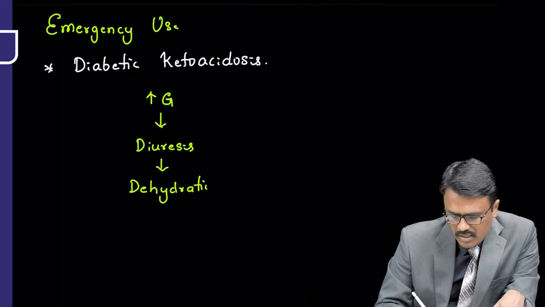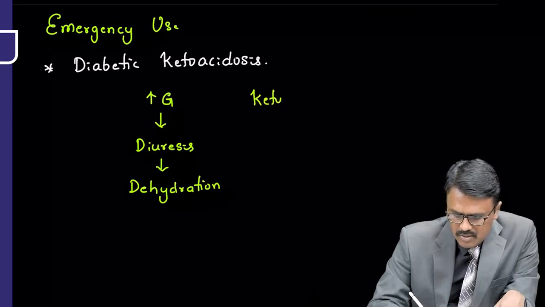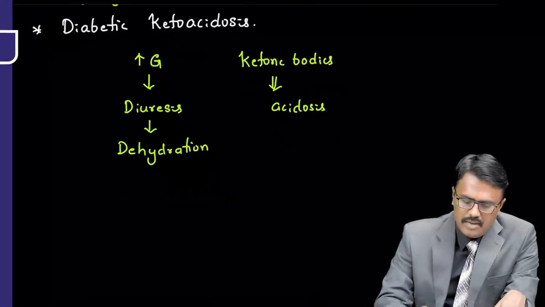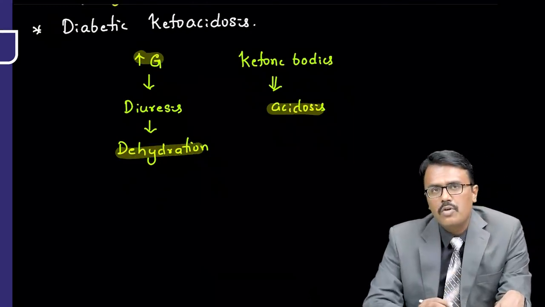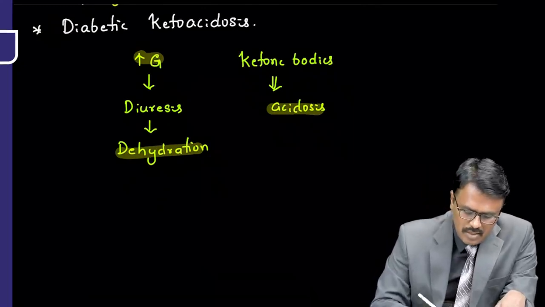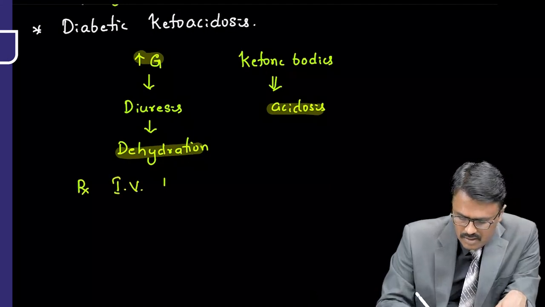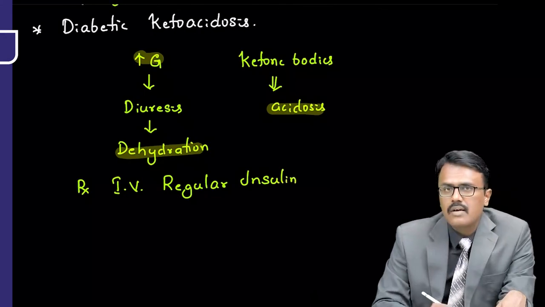Because of osmotic diuresis, patient will have dehydration. So when the glucose is very high and insulin is not there, there is excessive production of ketone bodies, and because of that, patient will have acidosis. So this is in simple manner: patient glucose is high, patient is dehydrated and he is having acidosis. So how do you manage diabetic ketoacidosis? Number one, IV regular insulin. So give intravenous regular insulin. That is the main important aspect.